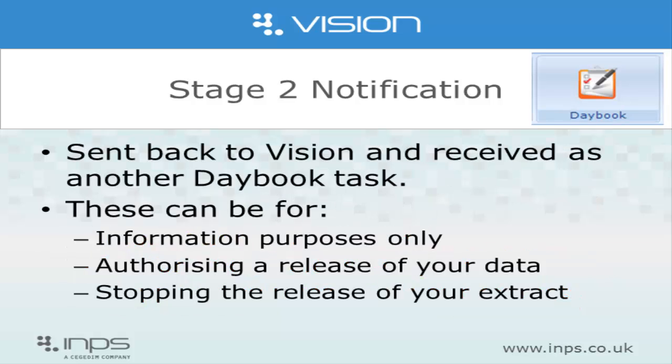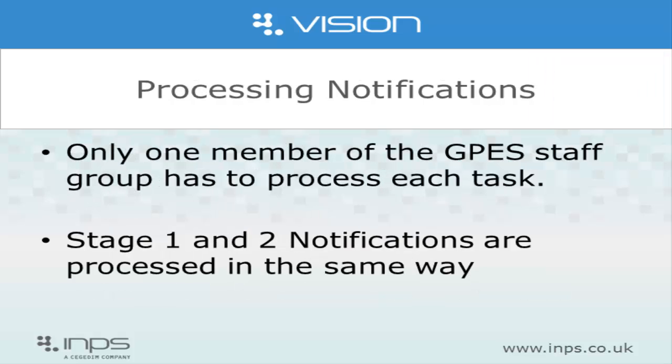Stage 2 notification. Once GPES receives your extracted data, a Stage 2 notification is sent back to Vision and is received as another daybook task. These can be for information purposes only, authorizing a release of your data, or stopping the release of your extract. Processing notifications. Only one member of the GPES staff group has to process each task. Stage 1 and Stage 2 notifications are processed in the same way.